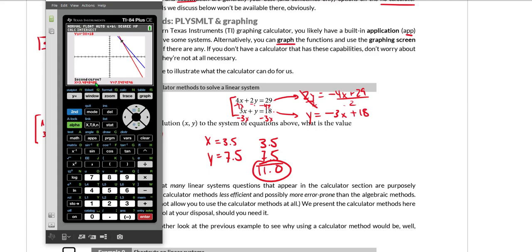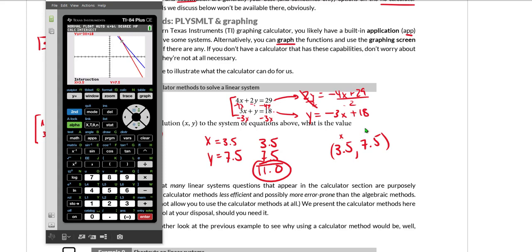It's going to ask me to put my cursor on the second curve near the point of intersection, which I have already done. It has already done it for me, so I'm going to hit enter. The calculator is asking me, do you want me to take a guess? And yes, calculator, I want you to take a guess. And the calculator guessed exactly right. So the calculator told me that the point of intersection was 3.5 comma 7.5.